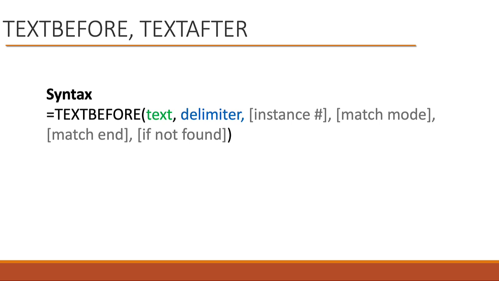Now, let's talk about the other arguments. The ones in gray, those are optional. Instance number means, for example, if there are several commas, which one are you referring to? Are you referring to the first one, the second one, and so on? Match mode simply means, is the search case sensitive? Why couldn't Microsoft call it that? That'd be maybe a little bit more obvious. I don't know. Match end means you could use the end of the text or the end of the cell as a delimiter if you want. And the last argument, if not found, that's built-in error checking.